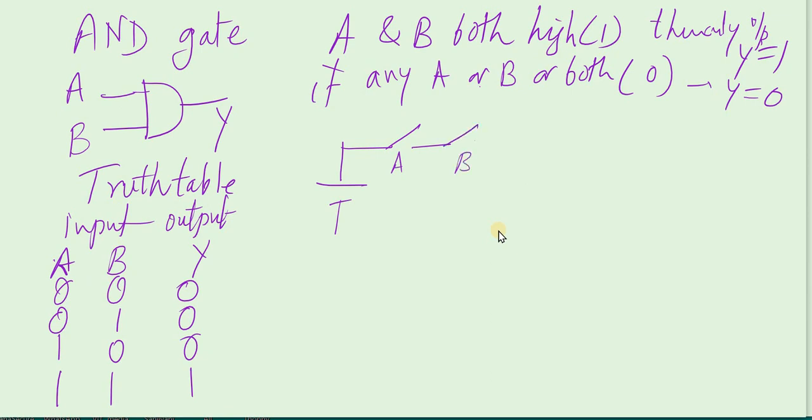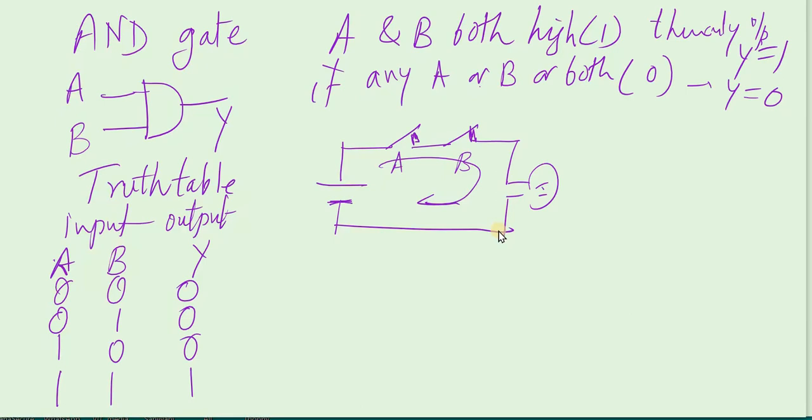This switch, let us call it B. And here is a lamp. Now consider that if A is closed but B is open, the bulb will not glow. If B is closed but A is open, still the bulb will not glow. But when A is closed and B is closed, only then the current will pass and the bulb will glow. So both must be high to get the output high. If any input is low, the output will be low.